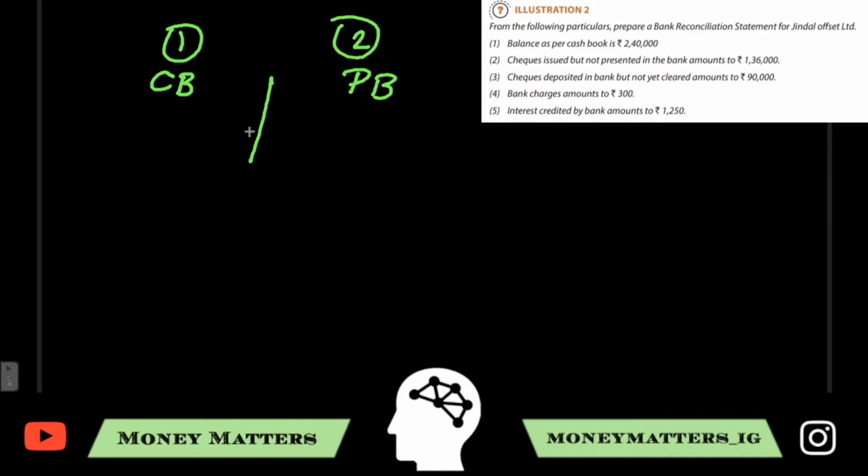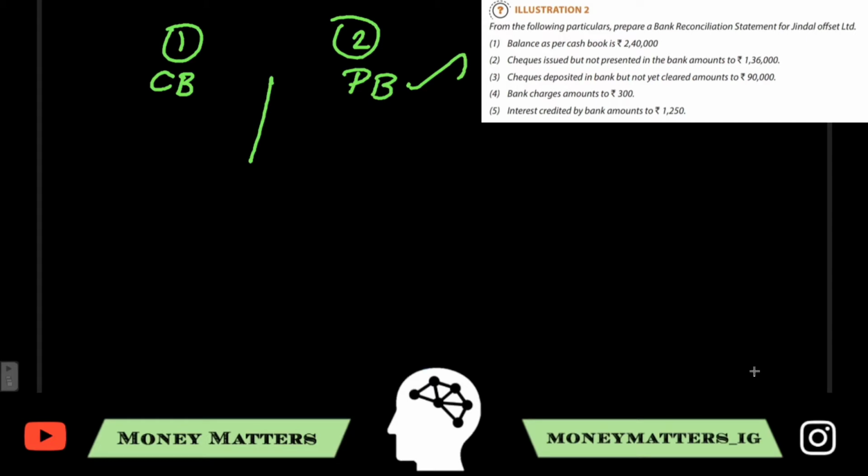So whatever the balance they have given, any adjustment which will add or subtract should be done for the opposite. Here in this question, they have given balance as per cash book. So any addition or subtraction, you'll do only for passbook. And if they've given balance as per passbook, you'll be making adjustments only for cash book.